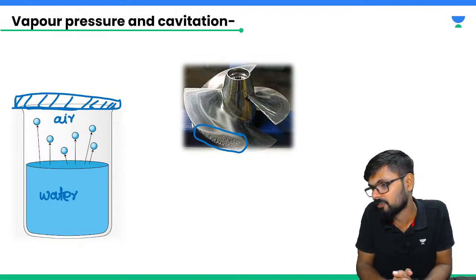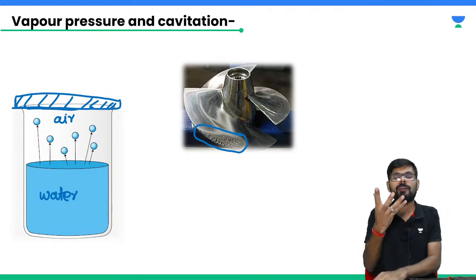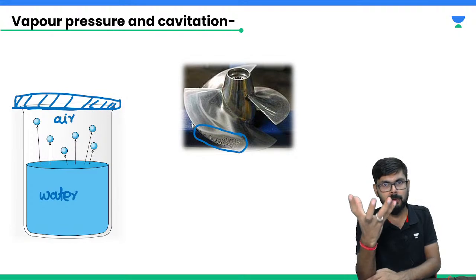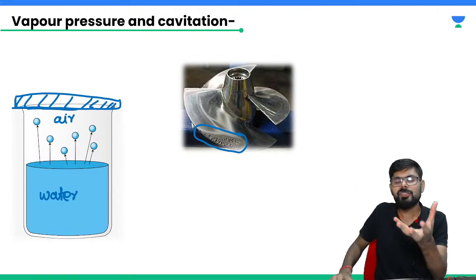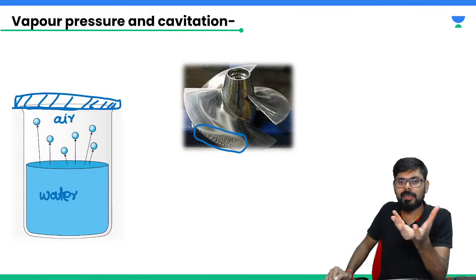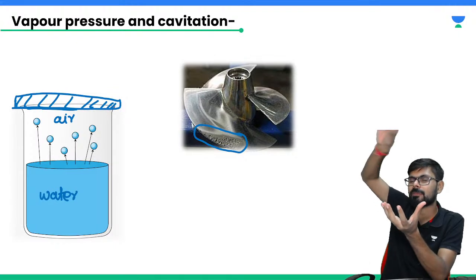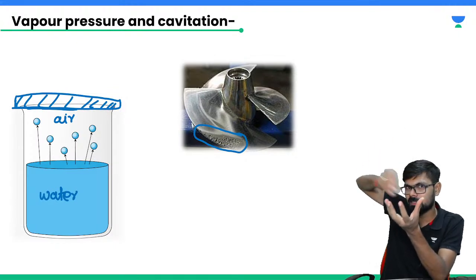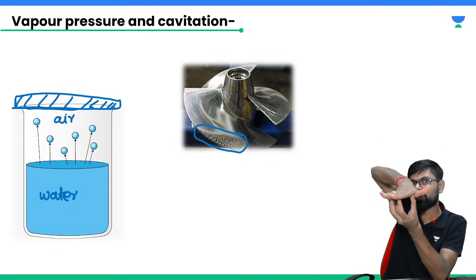Please listen here carefully. Suppose you have water in a bucket or in a bottle or in a glass. If that is open to the atmosphere, then evaporation will be continuous. But if you close it, then what is going to happen?